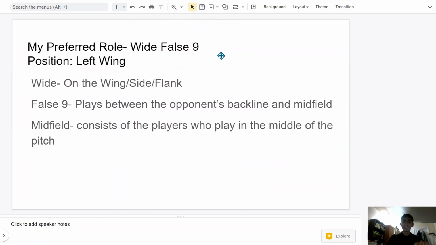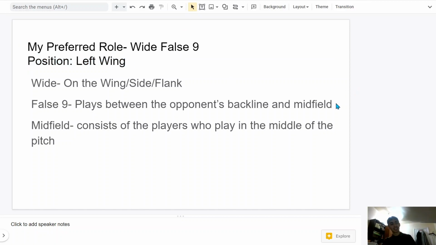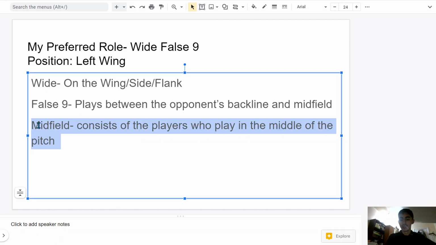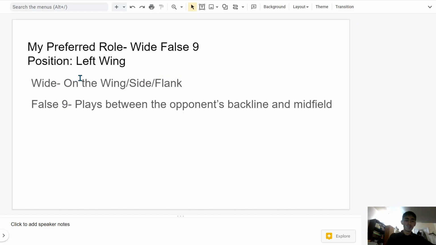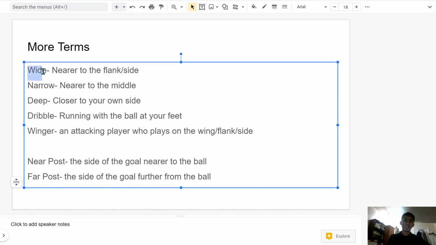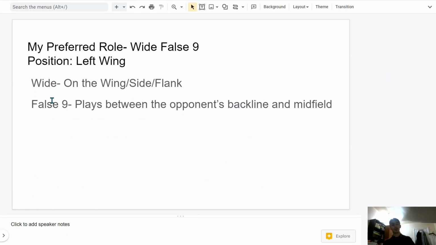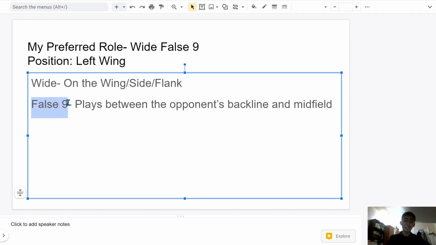And this leads us to the next point: my preferred role as a wide false nine, and my position being left wing. So I need to dissect these words. Wide simply means on the wing or the side or the flank, which you've probably seen over there on the more terms slide. Oh, come on, Google Slides is not working today. That's what wide means. Someone who plays wide is someone who plays on the side of the pitch, on the wing or the flank. For those who are not familiar, a false nine though is a little bit different.